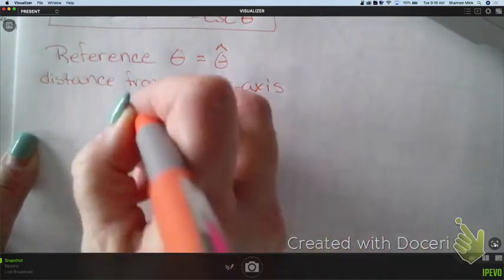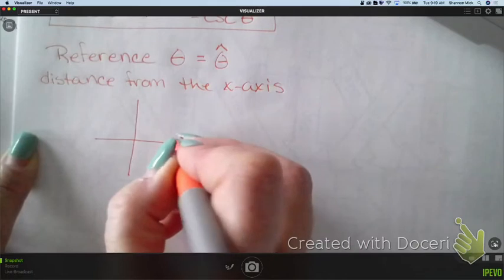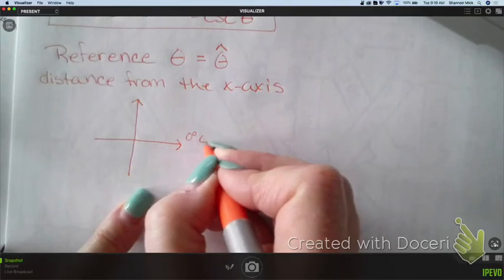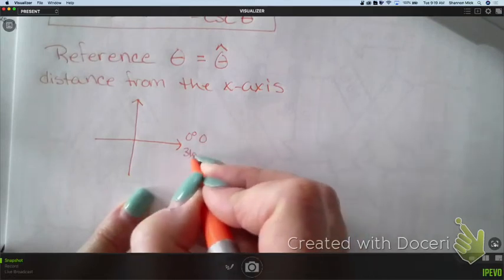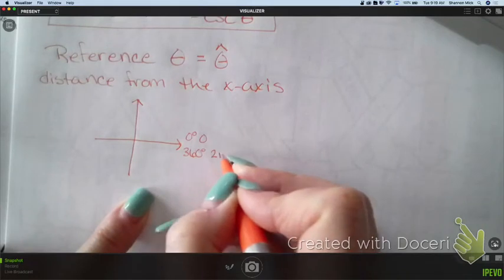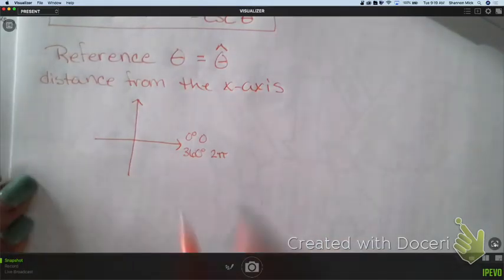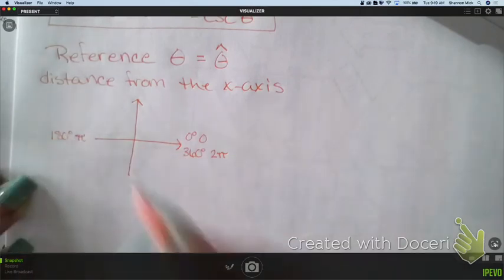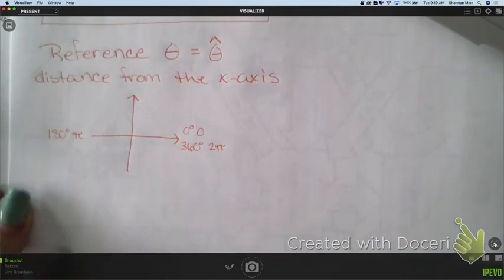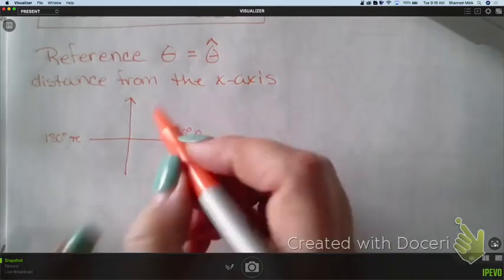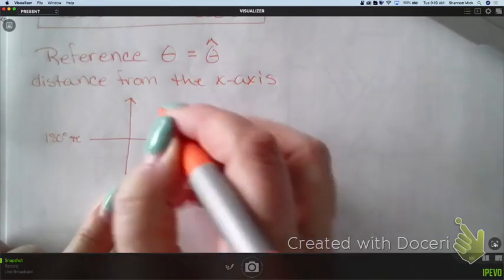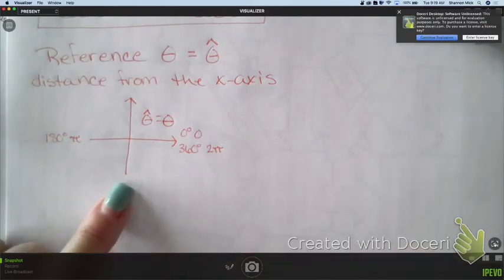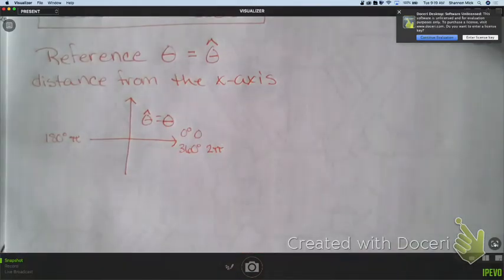Okay, so let's draw our picture so we can go over it real quick. My x-axis is 0 degrees and 0 radians, and 360 degrees and 2 pi, right? And then over here it is 180 and pi. Is that orange dark enough? Okay, so anything in the first quadrant, the reference angle equals what? Itself. So reference angle equals angle, anything in the first quadrant.